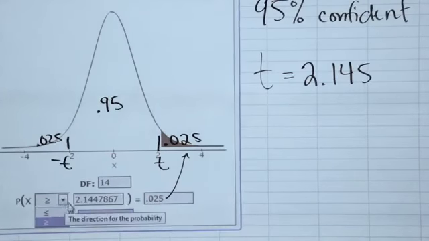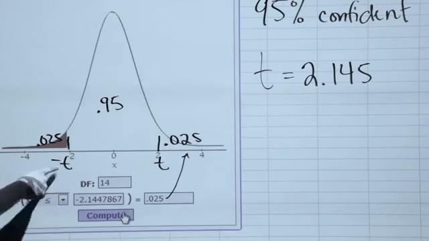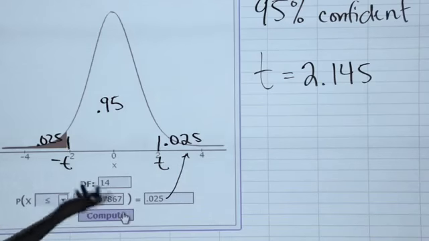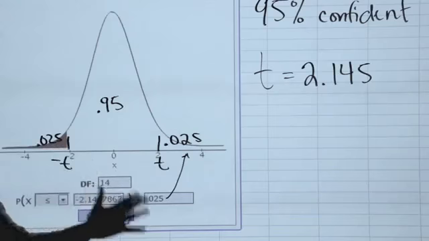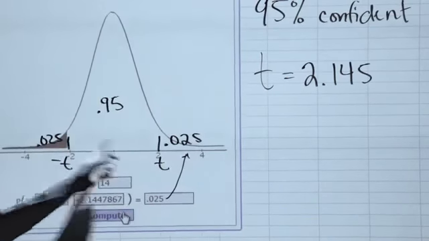If I wanted the probability that x is less than 0.025, I'm going to get a critical t-score down here that's negative 2.145, same value. And for that confidence interval, we're adding and subtracting that margin of error, so that accounts for a positive and a negative t-score here that we're getting.